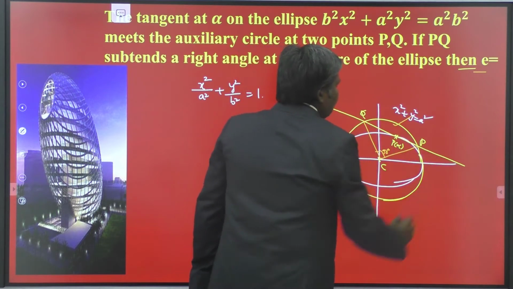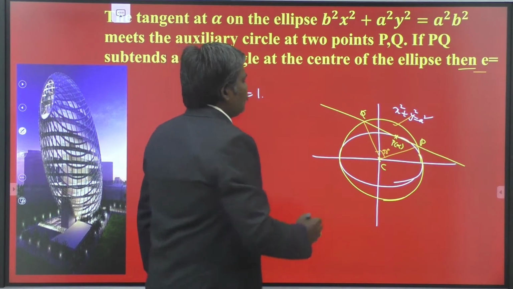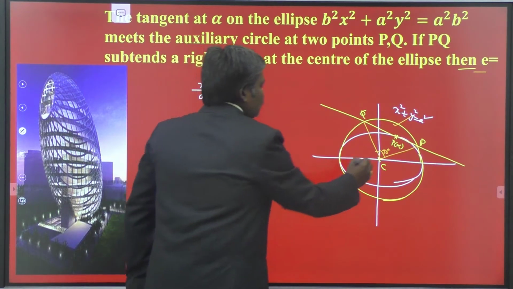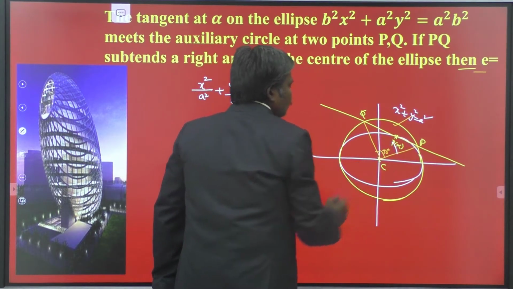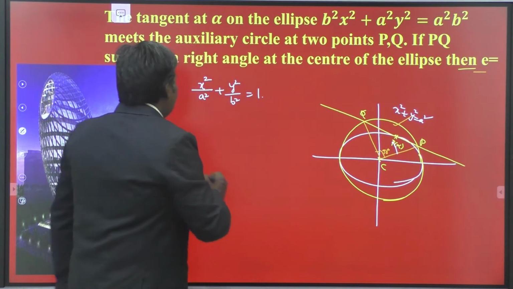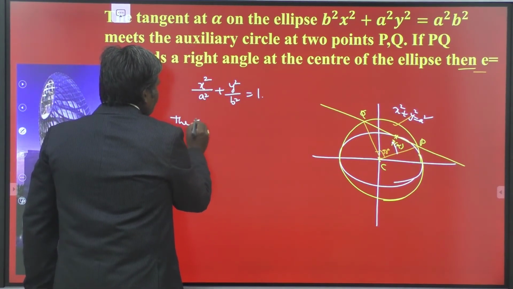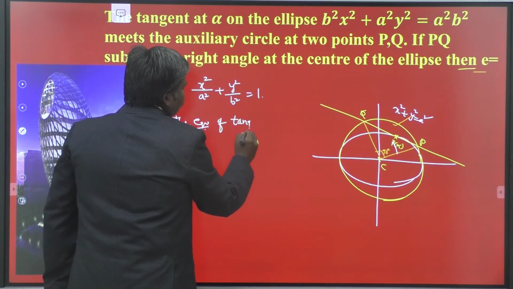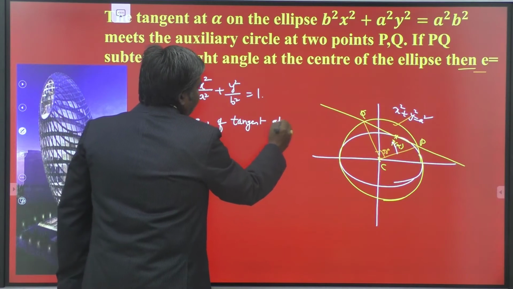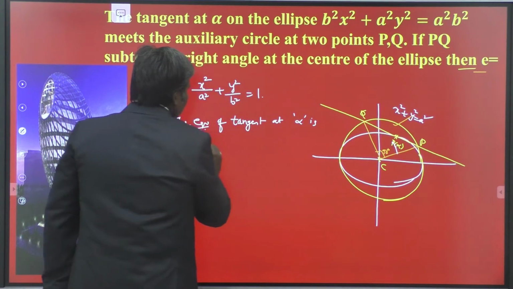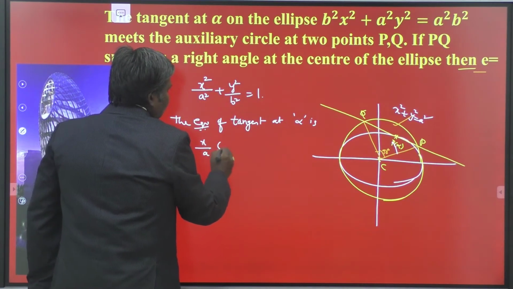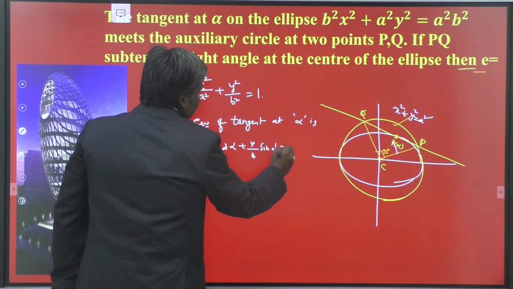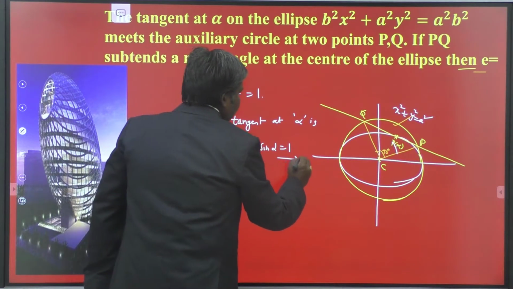Can you write the equation of PQ or not? Suppose this is R of alpha, the tangent at alpha. This is already the P we have taken, so it is R of alpha. The equation of the tangent at alpha is x by a cos alpha plus y by b sin alpha is equal to 1. This is equation number 1.